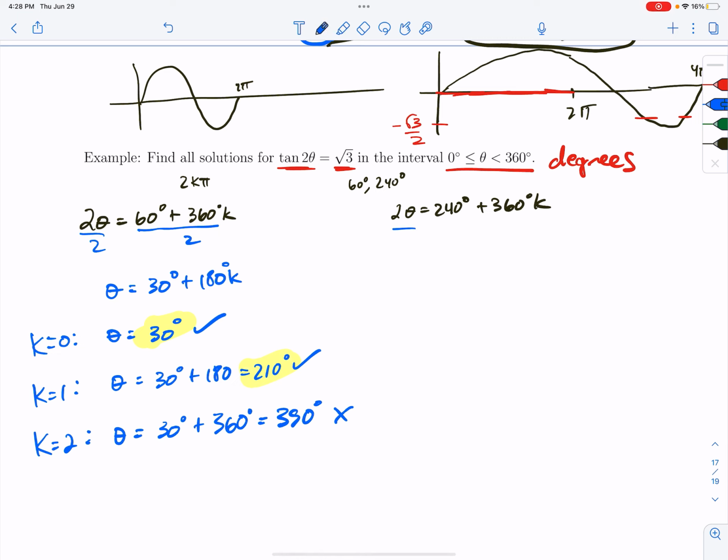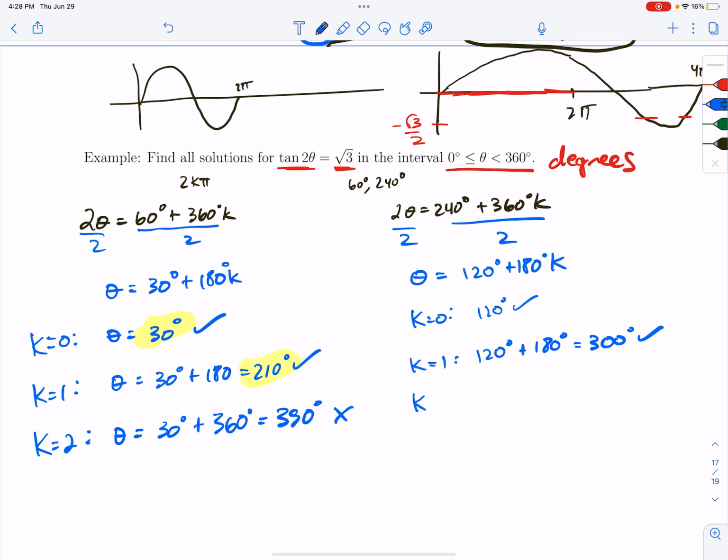On the other branch, divide everything by 2, I get theta is equal to 120 degrees plus 180 times k. When k is 0, we get theta equals 120. That's good. When k is 1, I get 120 degrees plus 180, which is 300. Again, that's good. When k is 2, we get 120 degrees plus 360, which is 480 degrees, which is no good. So my 2 solutions on that branch are those guys right there.